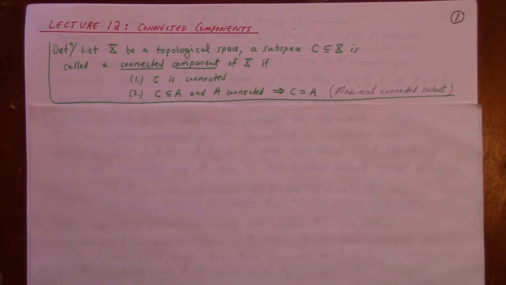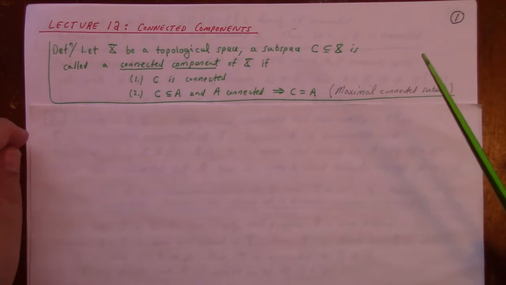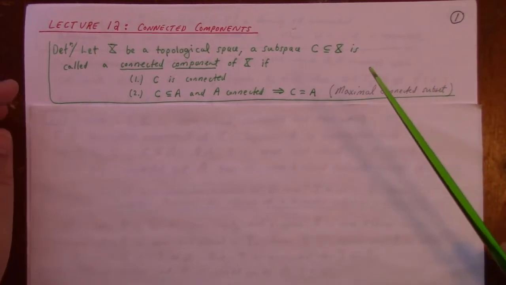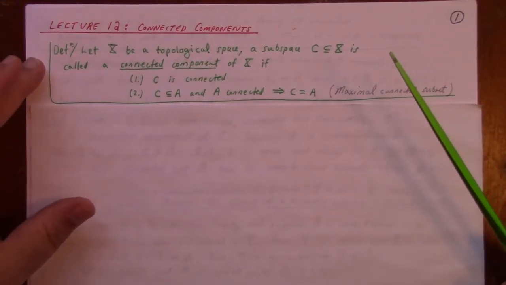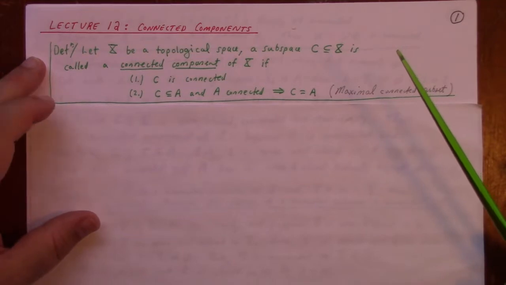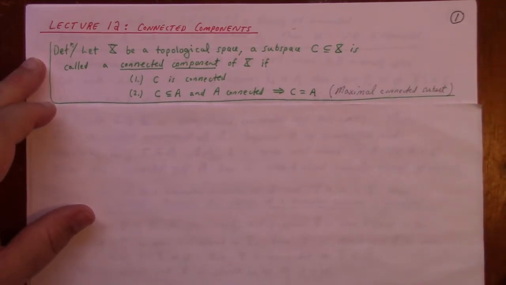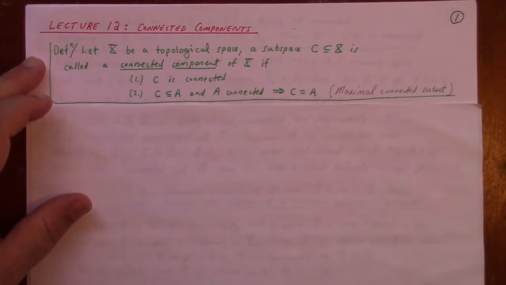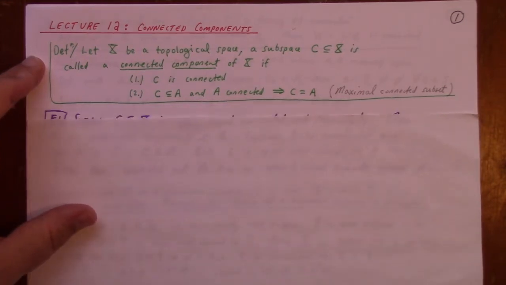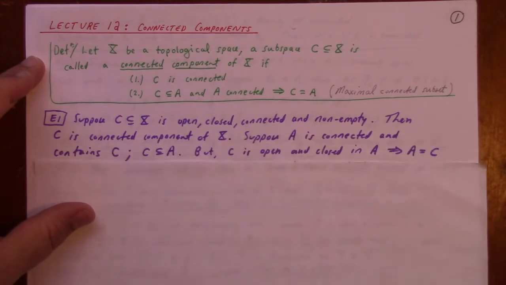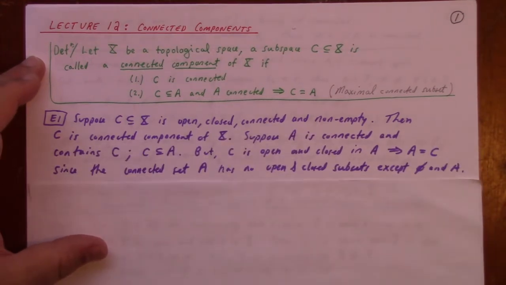So you connect as much as you can of a particular topological space and put it all together, you get a connected component. Now, of course, if there's just one connected component, then that would mean that the space is just connected, right? But not all topological spaces are connected. There are usually interesting things to say about the connected components of a topological space, so let's go on here. Example 1.